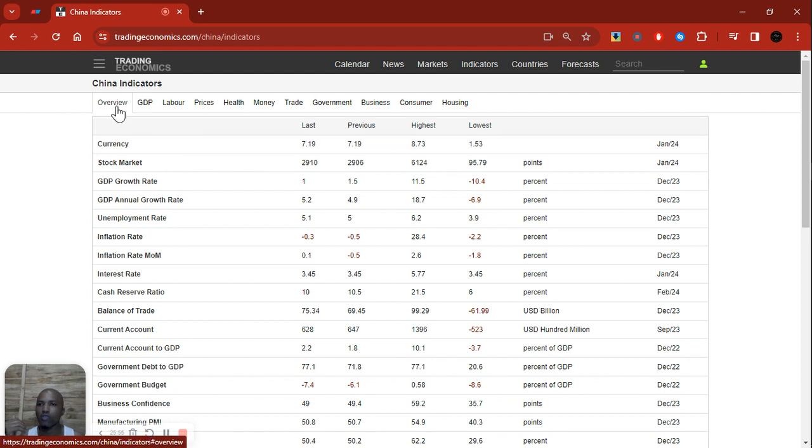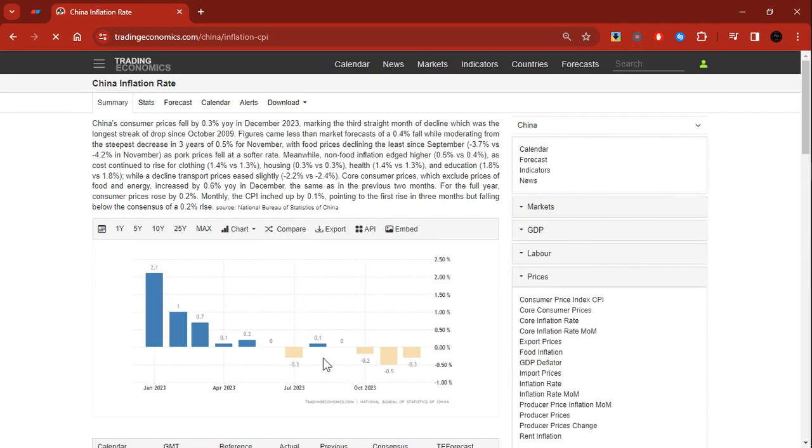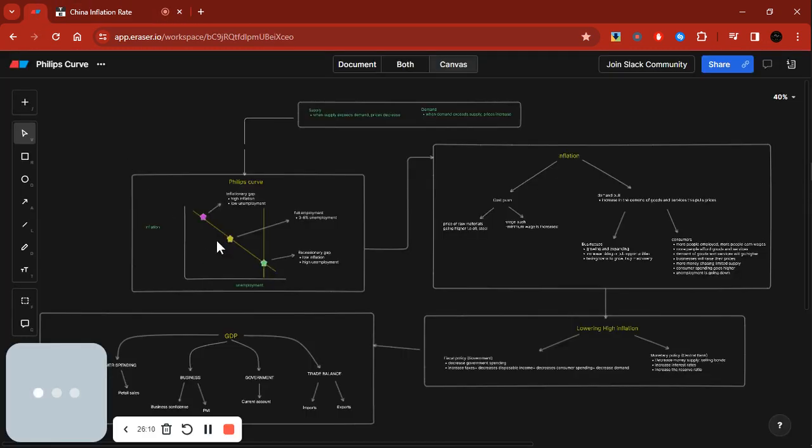So in this case, if we look at China, let's look at inflation. We can see that inflation is in the negative, right? So they're actually in deflation right now. That means that for them, if we go back to the Phillips curve, inflation is quite low, right? So that means that unemployment should also be ticking higher, right?